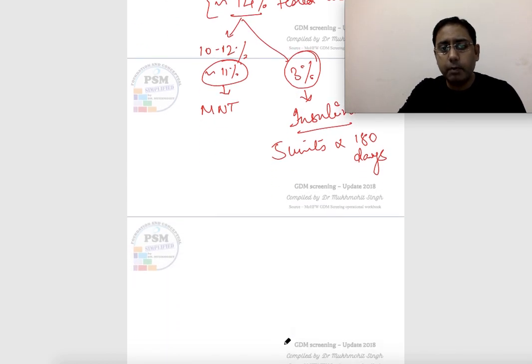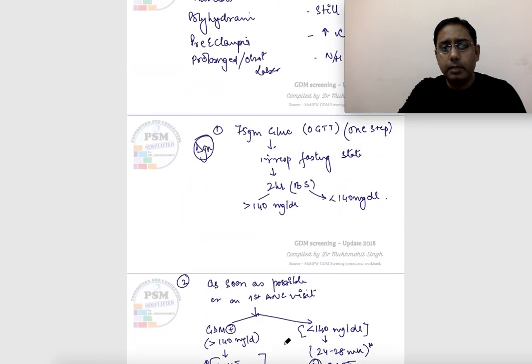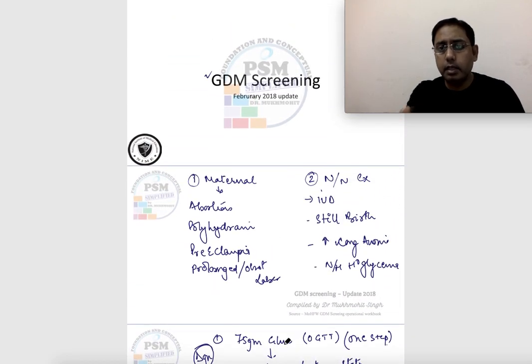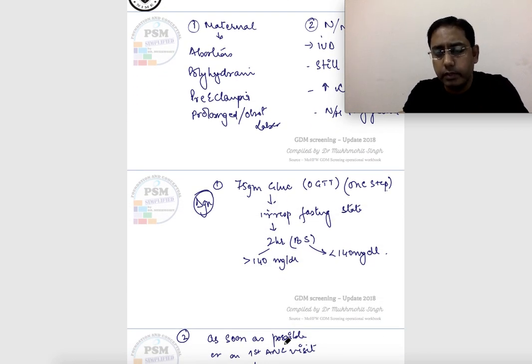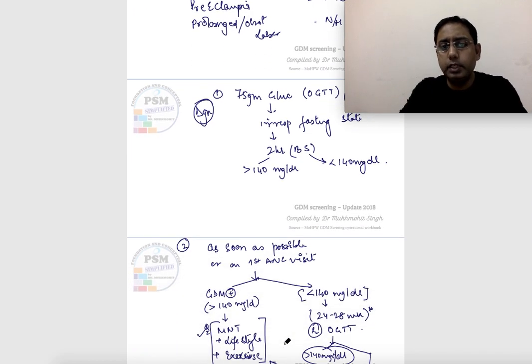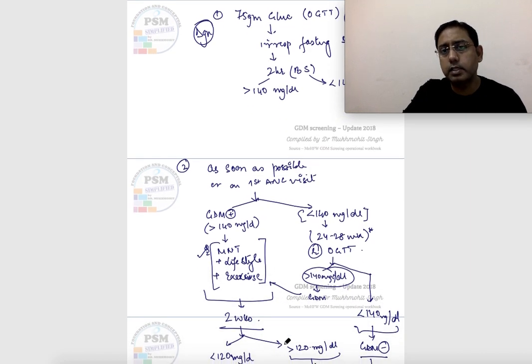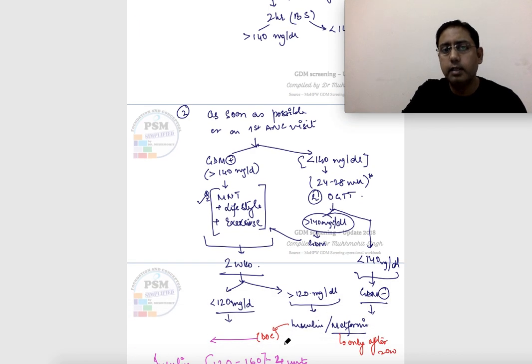Just a quick recap of whatever we have done. Please remember that GDM screening is done because of some maternal and neonatal complications. For GDM screening, the investigation of choice is one step OGTT. Don't forget one step OGTT. The 2 hour blood sugar after 75 grams of glucose should be less than 140. This is known as OGTT. If it is more than 140, it is to be diagnosed as GDM.